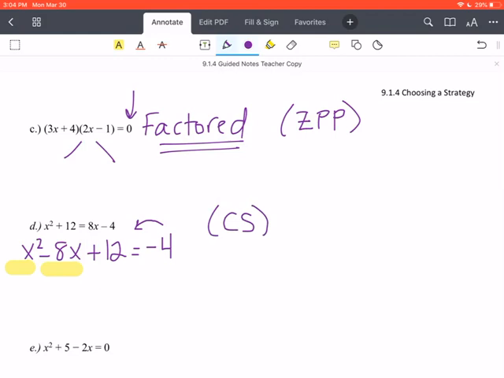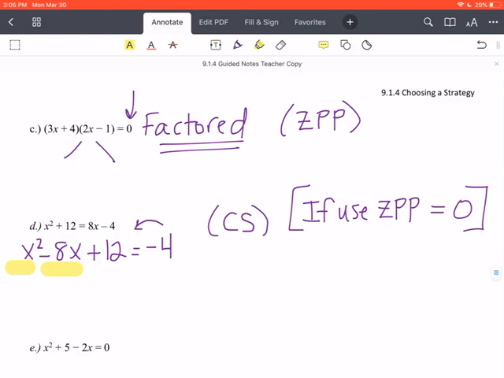Now, if you're thinking you might try ZPP, is it ready for ZPP yet? No, it's not. So if you are going to use ZPP, you need to make sure that your equation is set equal to 0 first. And that's fine if you'd like to go that route as well.